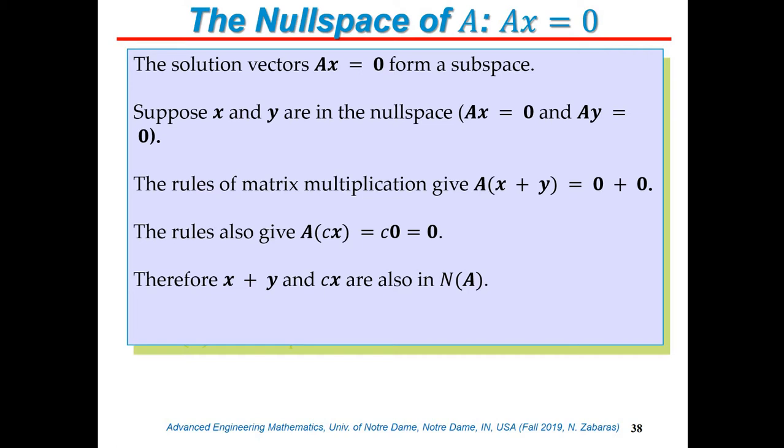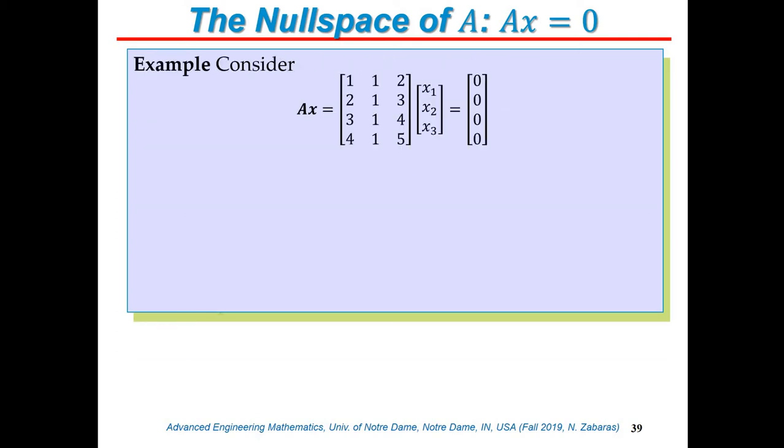The null space is a subspace of Rn, and it's one of the four fundamental subspaces that we will see defined out of a matrix A. We have already seen the column space, so the null space is the second extremely important subspace defined for matrix A. All right, so let me start with one example.